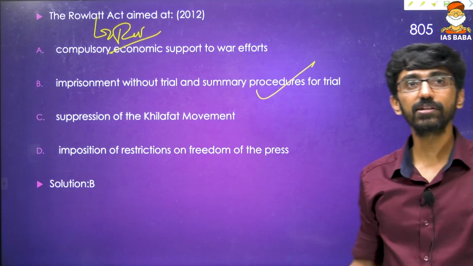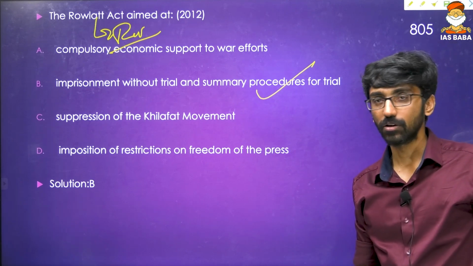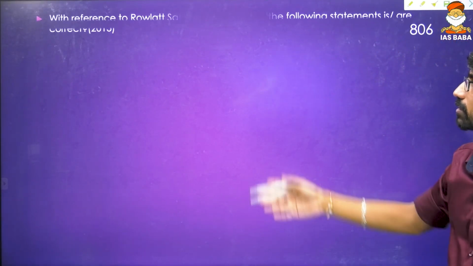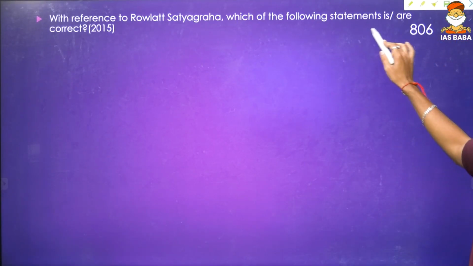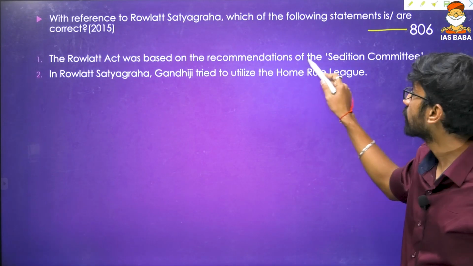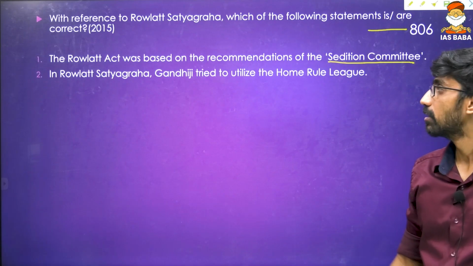So to deal with the revolutionaries, they brought this particular act. Okay, so what is this Rowlatt Act? And then one more question was also asked with reference to Rowlatt Satyagraha: which of the following statements is correct? First, that the Rowlatt Act was passed on the recommendation of the Sedition Committee. Yes, the Sydney Rowlatt Committee, which is also called the Sedition Committee.